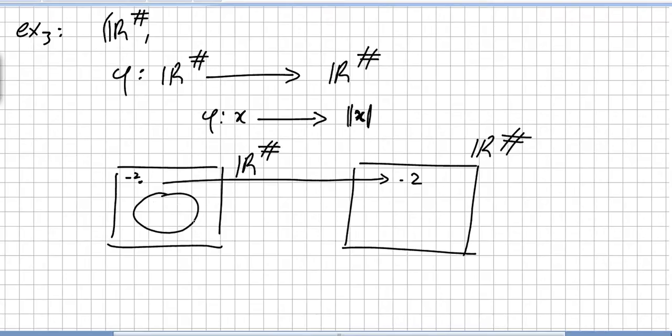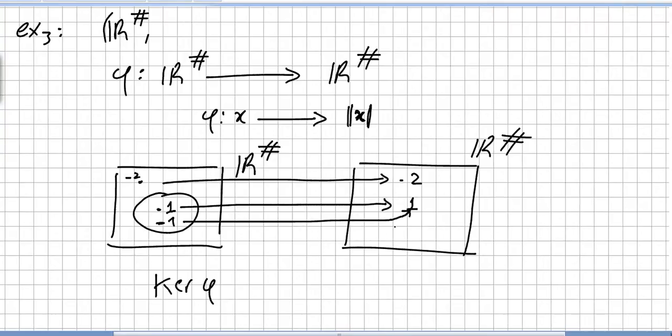So what is the kernel of phi here? The kernel will be 1, because 1 will be taken to 1, and -1, the absolute value of -1, will be 1 too. So the kernel of phi will be -1 and 1.